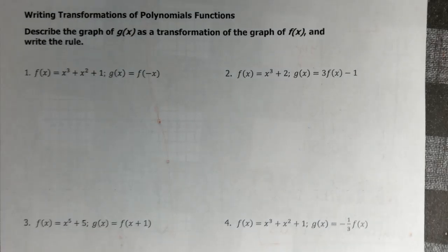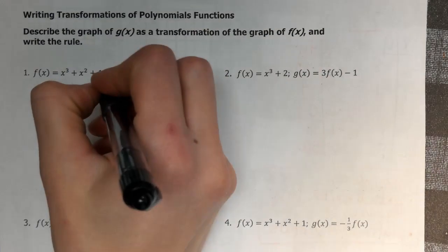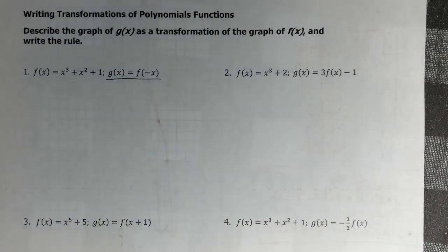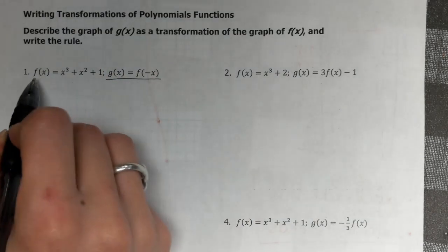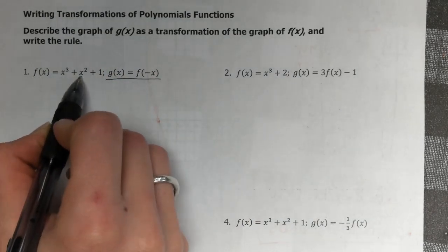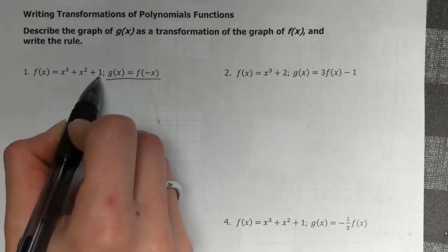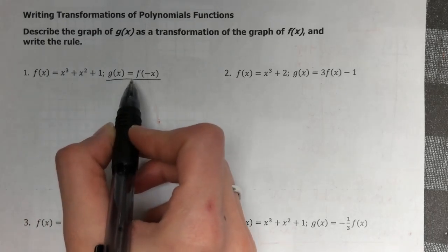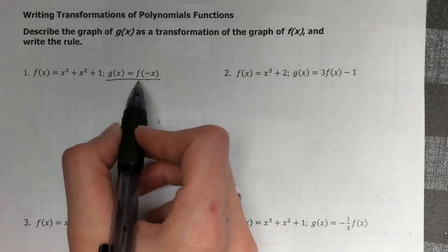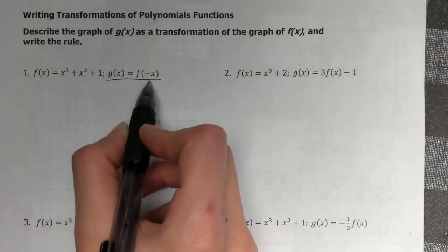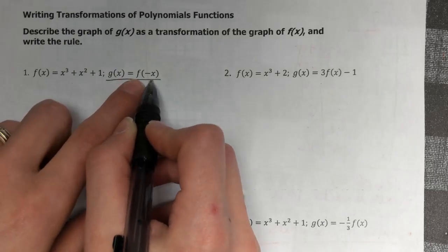So now what I give you is a full function for f of x. And then for g of x, I give you a rule on what your transformation is. We need to figure out what that transformation is, and we need to get our new function according to that transformation. Okay? So if my function is f of x equals x cubed plus x squared plus 1, and my rule is g of x is equal to f of negative x, this right here is my transformation.